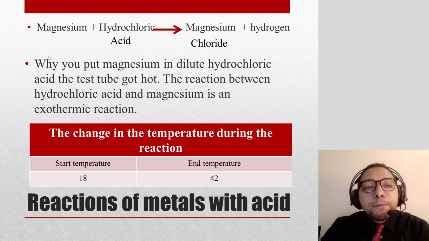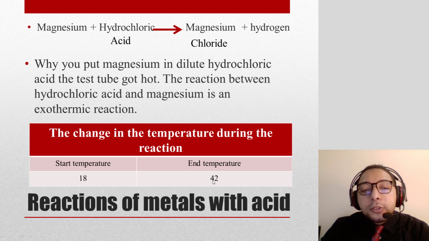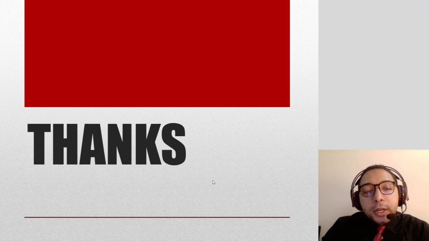I want you to know that when we place the magnesium in the hydrochloric acid, you're going to find a change in the temperature. At the beginning of the reaction, we start with 18 degrees Celsius. That's the start temperature. At the end of the reaction, it is 42 degrees Celsius. It means that the temperature has changed from 18 up to 42, and this is enough to give you a clue that this reaction is an exothermic reaction.